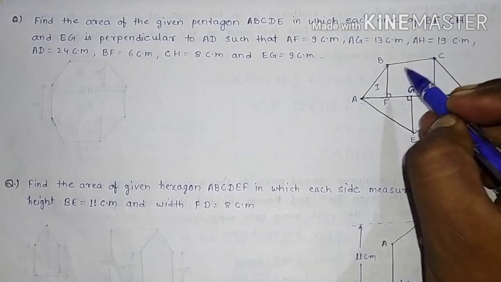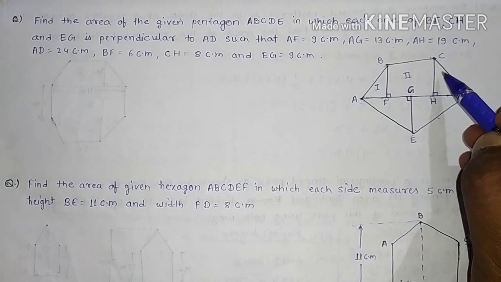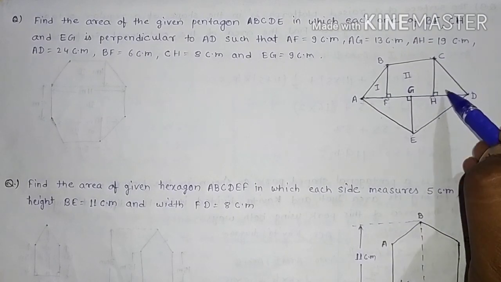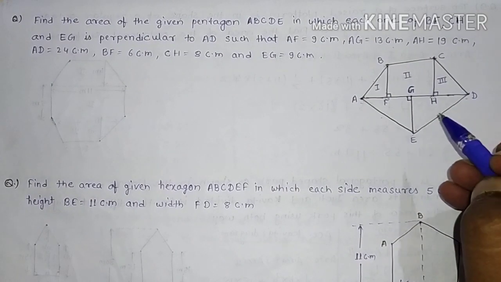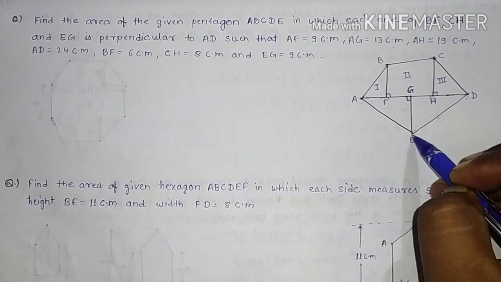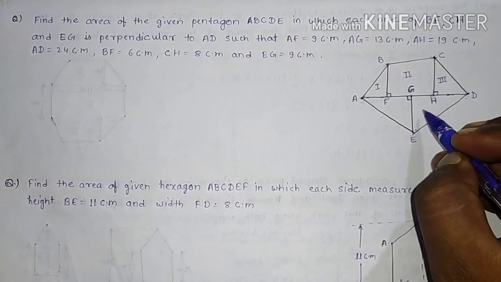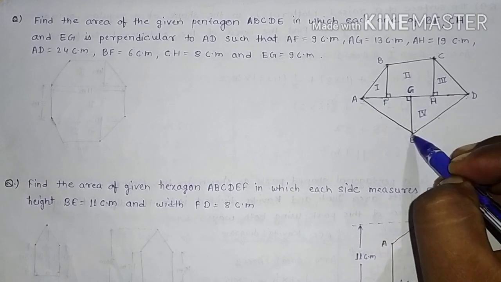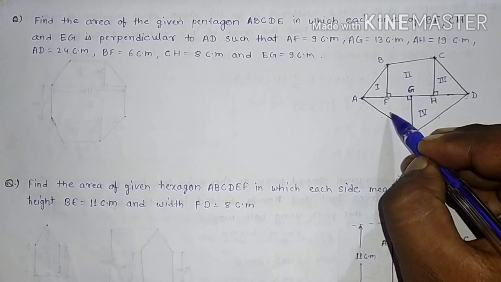So let's suppose this is the second section. Now third will be HCD. This is a triangle. So let's suppose this is the third section. Now the next section is DGE. This is the shape of a triangle. Let's suppose this is the fourth section. Now GEA. This is also a triangle. Let's suppose this is the fifth section.